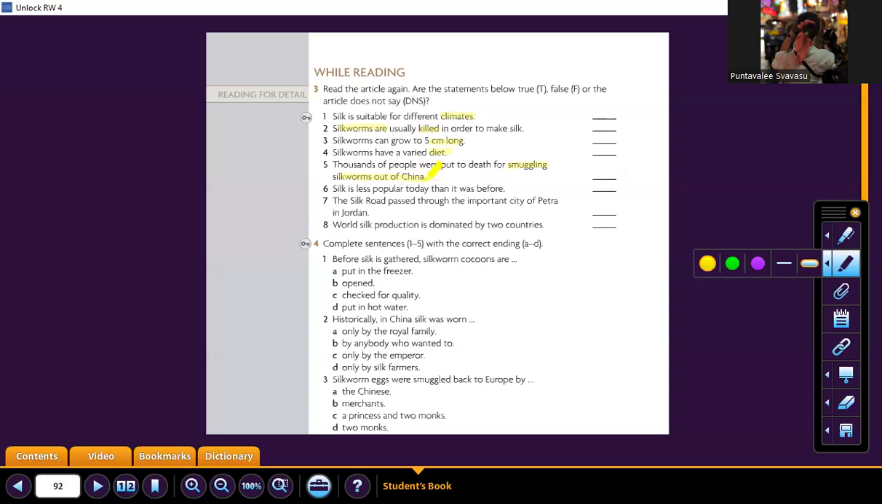Number six, I would say it's more about popular today. So it talks about something right now, and then something before. So there are two timelines here.